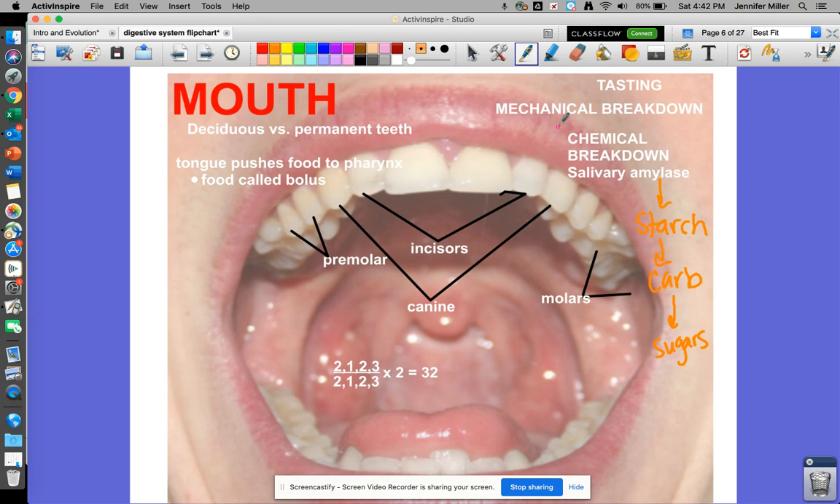Obviously, there are taste buds on your tongue to help you taste things. There are teeth. We're going to talk about teeth. Deciduous teeth over here, this is your baby teeth. And then we have permanent teeth. And you're going to need to know this teeth formula right here. The teeth formula is 2, 1, 2, 3 on the top and 2, 1, 2, 3 on the bottom. And that is going from basically the middle over.